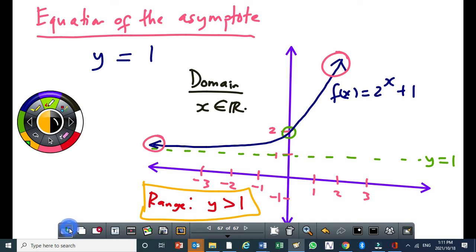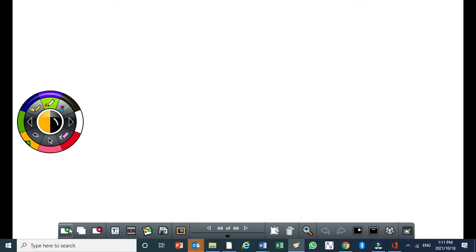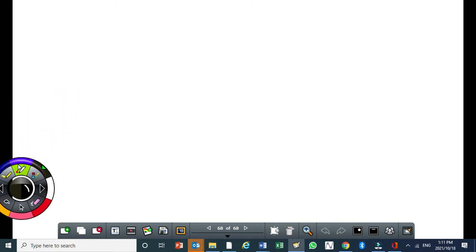So let's do a more complicated example. It is a grade 11 one, okay? Where we are going to shift the graph, okay? So, second example, you have f of x equal to, let's say, 2 to the power of 3, x plus 1, okay?